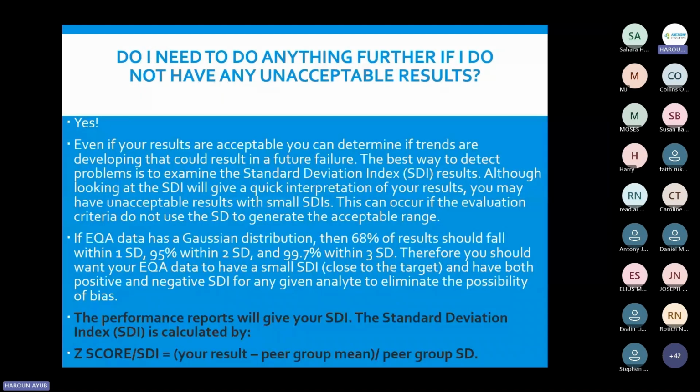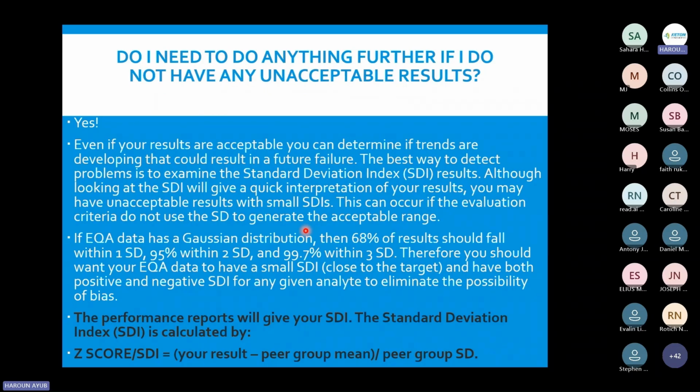So do I need to do anything further if I do not have any unacceptable results? Yes. Even if your results are acceptable, you can determine if trends are developing, and you could run into an issue in the future. Remember that graph where you are at 2 SDs, but your deviation is starting to climb up. You need to check on that, because the next time you'll be at 3 SDs. The best way to detect these problems is to examine the SDI.